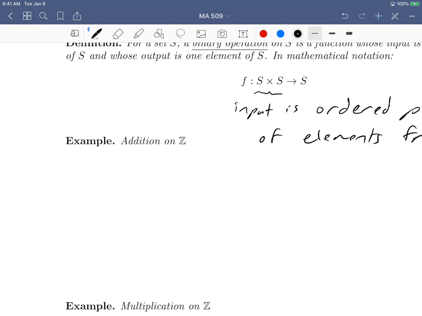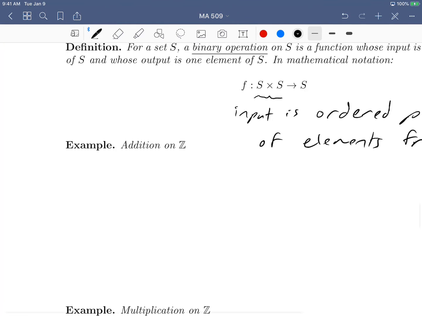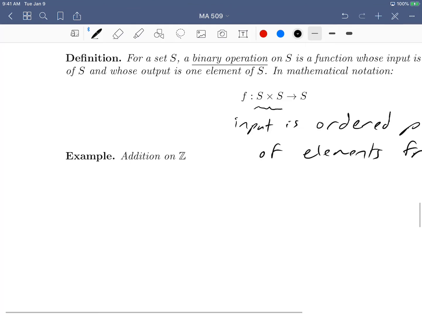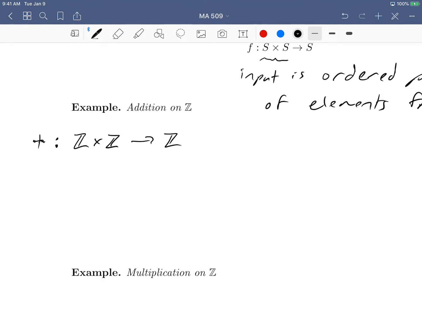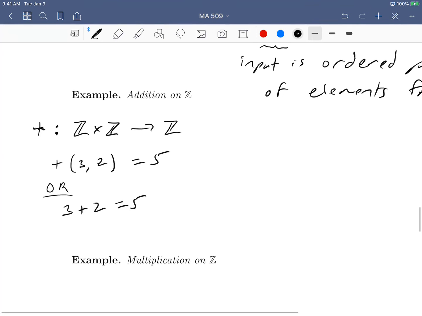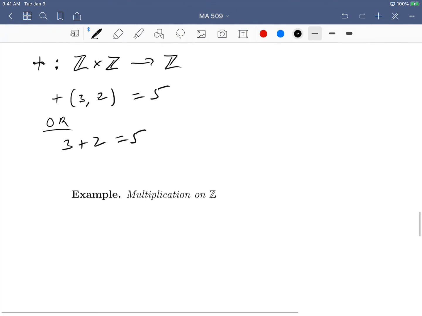Okay, so some examples. Addition on Z is a binary operation. It's a function, and the function of addition we usually give this notation, the little plus. It's a function from pairs of integers to integers. So for example, I could write the plus function of the pair 3, 2 is equal to 5. If I plug 3, 2 into my plus machine, I get 5 out. This notation gets a little cumbersome, so usually the way we write it is 3 plus 2 equals 5, right? We don't use that sort of function plug in notation. We just write 3 plus 2.